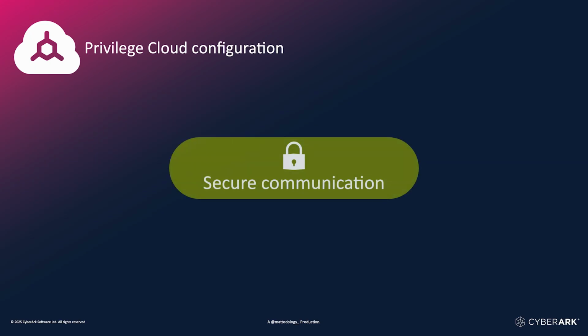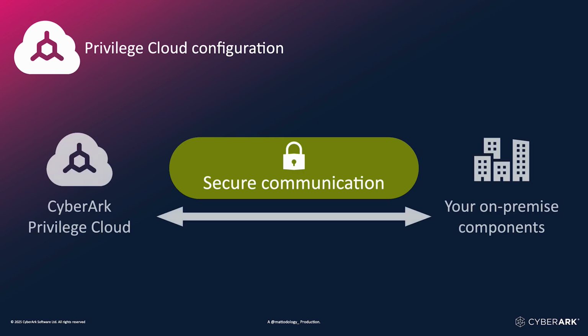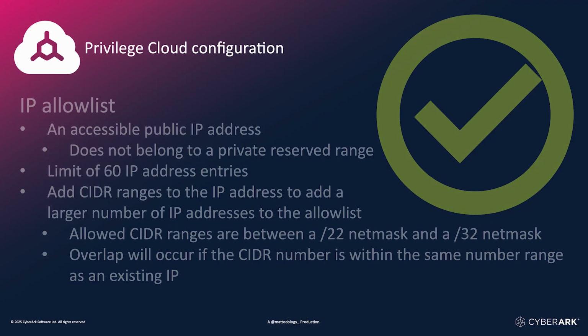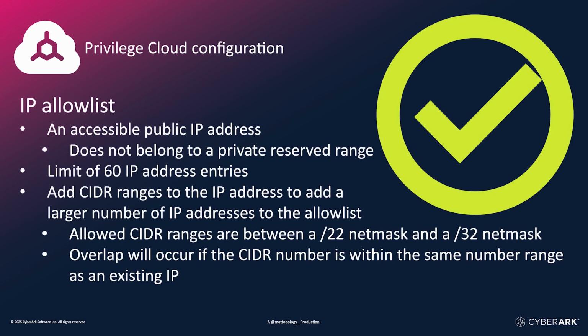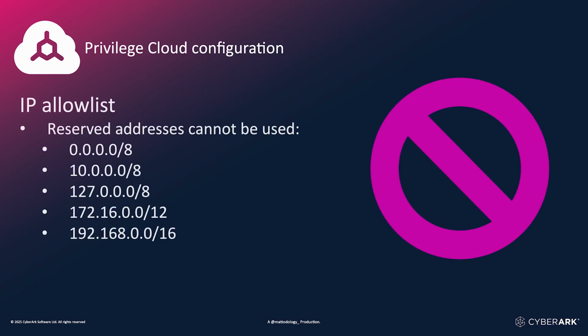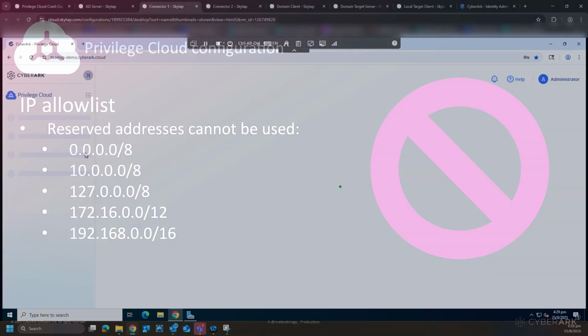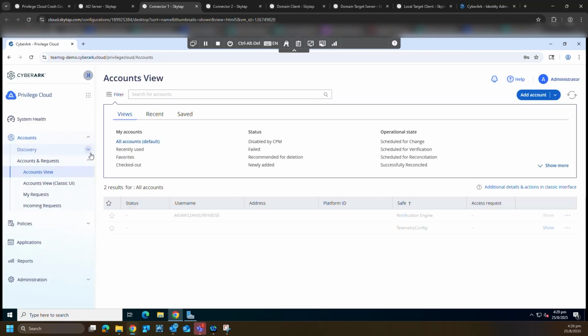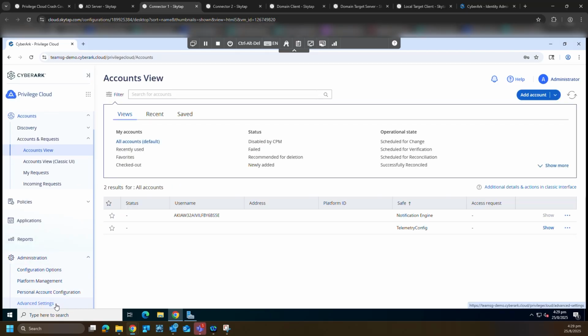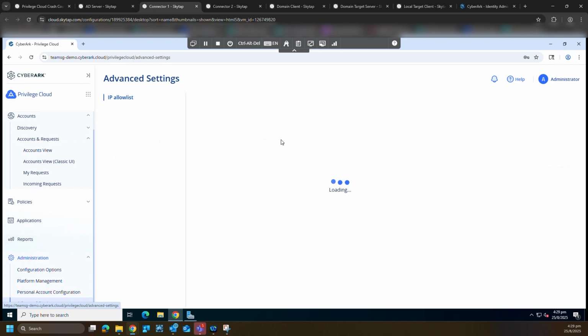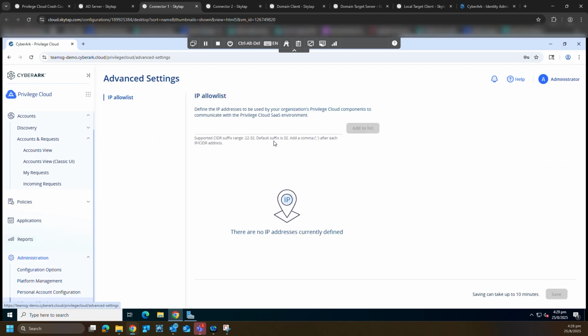To ensure secure and uninterrupted communication between your on-premises components and the Privilege Cloud backend, it is essential to configure an IP allow list within the Privilege Cloud environment. This allow list must include the public, routable IP addresses of your on-premises connector servers. Make sure these IP addresses are not from any reserved or private IP ranges, as those won't be recognized for secure connection purposes.